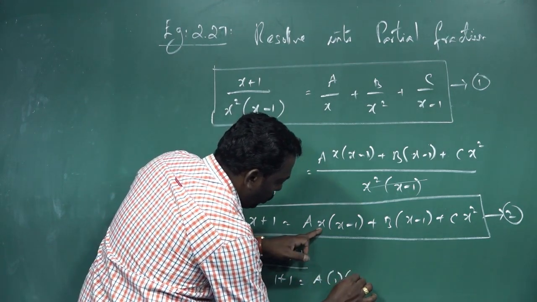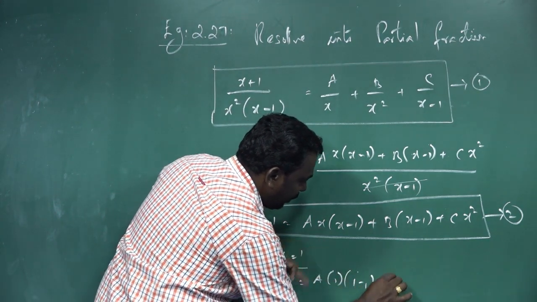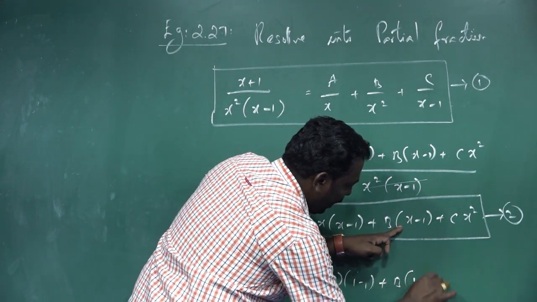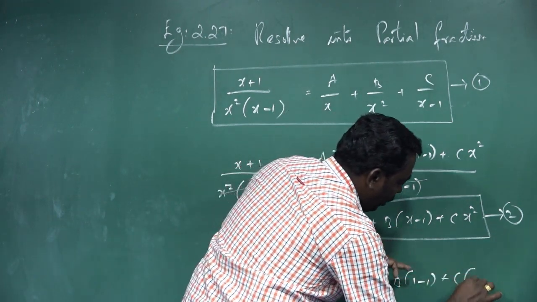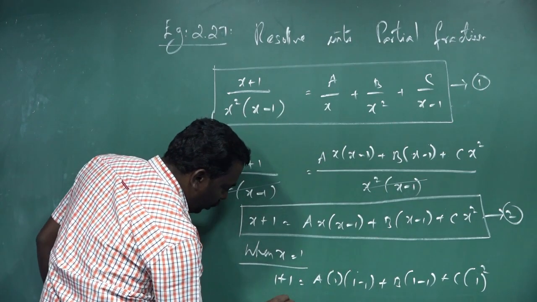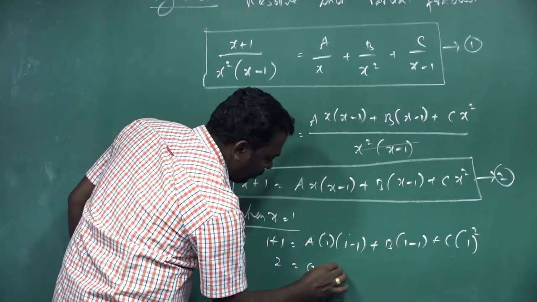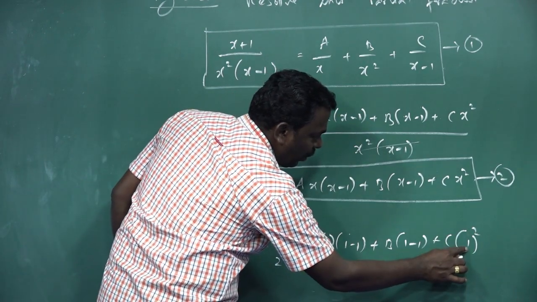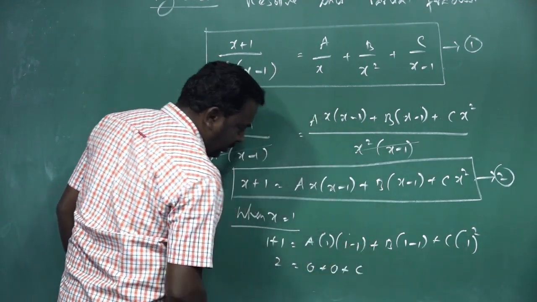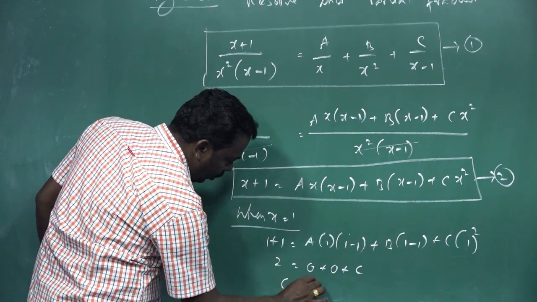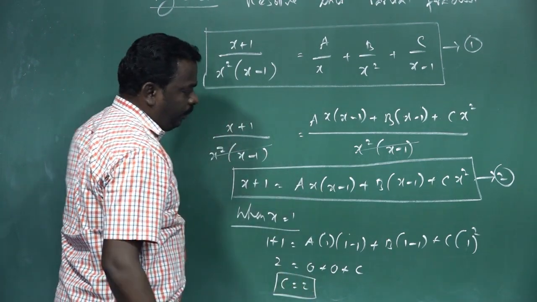a into 1 into (1 minus 1) plus b into (1 minus 1) plus c into 1 square. Therefore 2 is equal to 0 plus 0 plus c, since 1 square is 1 and 1 into c is simply c. Therefore c is equal to 2.